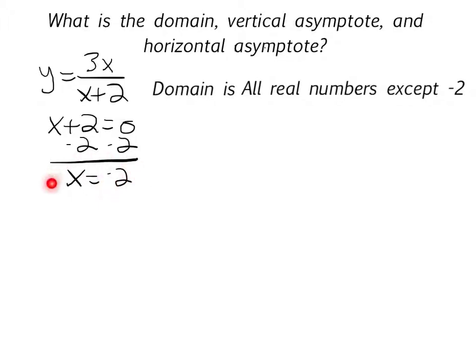And where we got that negative 2 is right here. If x were to equal negative 2, then this bottom would equal 0. And we can't have the denominator equal to 0.